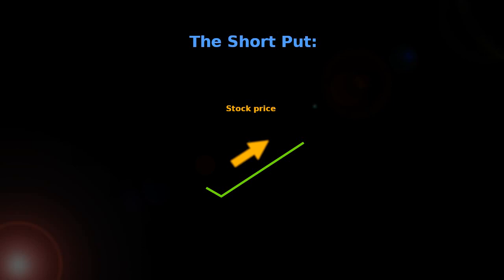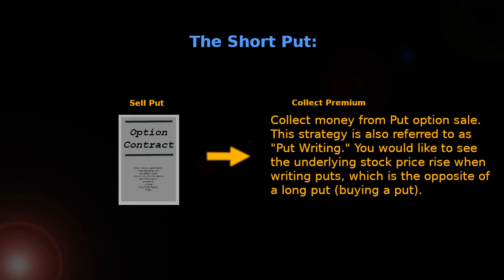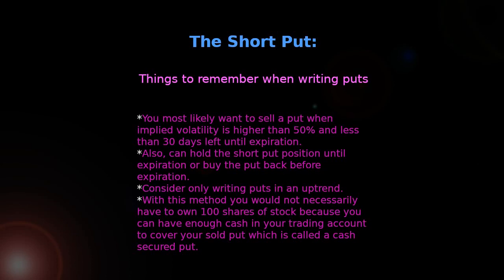An example of a short put, that is to write a put or initially sell a put, is to first determine that the underlying stock price is uptrending. This is because you are collecting money from the buyer that you sell the put to, which means that you want the put to expire worthless for the buyer so that you keep the entire amount collected. The money you receive from the sale is called the premium, which is the value of the option contract. Remember, if you write a put, you want the underlying stock price to do the opposite of a long put and rise rather than fall.